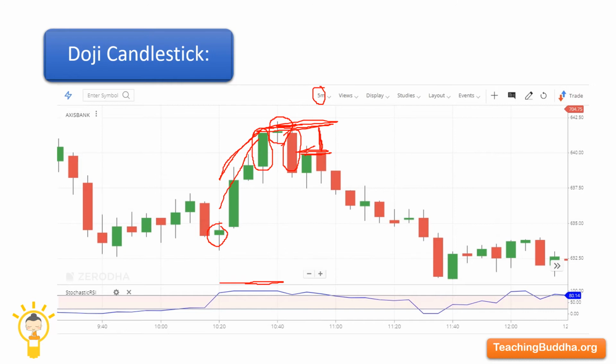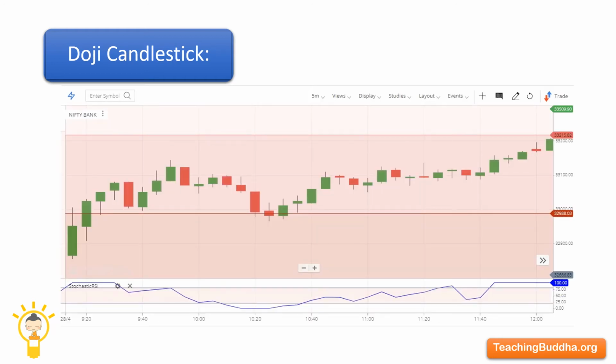As you can see here, you can exit at anywhere in this position because there is support here. As you can see, the price is not falling down, and there is very good support. You can exit here. You get approximately around 1% profit in an intraday trade. This is the next example.